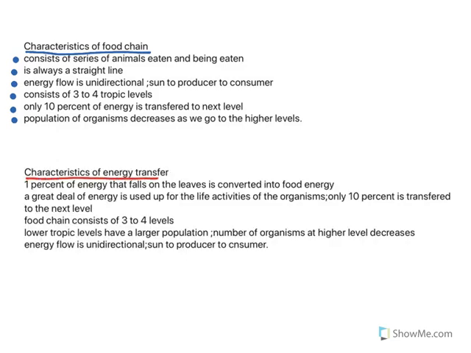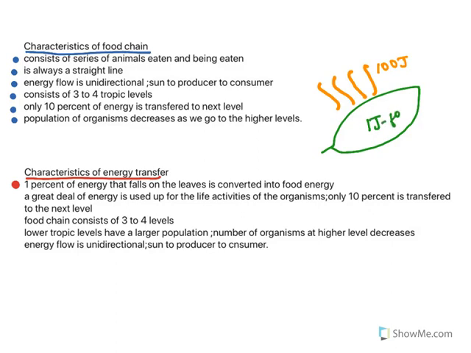Let's learn the characteristics of the energy transfer. The first point, only 1% of energy that falls on the leaf is converted into food energy, which means if we have like 100 joules of energy falling on the leaf, only 1 joule will be converted into food by the leaf, which is then available to the herbivores and then to the carnivores and so on. Next point, a great deal of energy is used up for the life activities of the organism. Only 10% is transferred to the next level. That we have seen in the earlier examples.